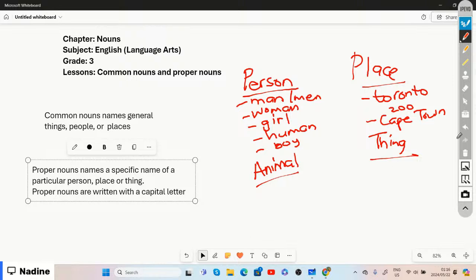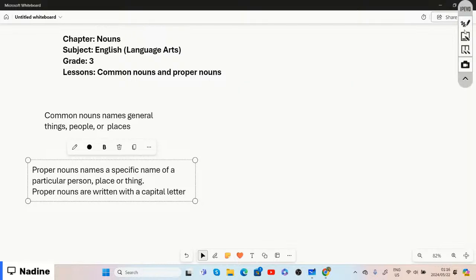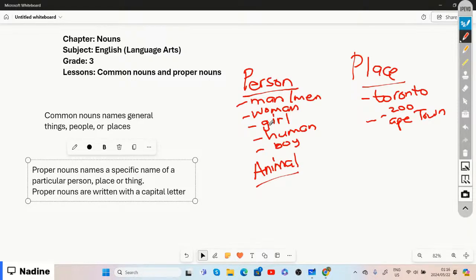Let me remove this part. I'm gonna remove things so long. Then we can even say castle, because castle is also something. Castle, right?